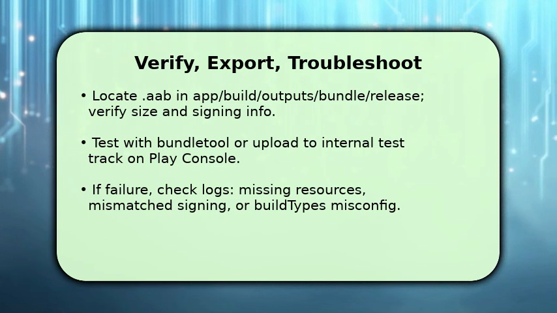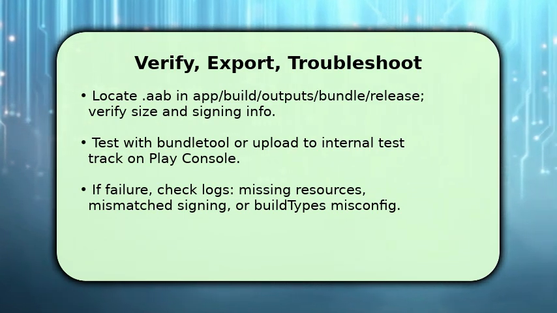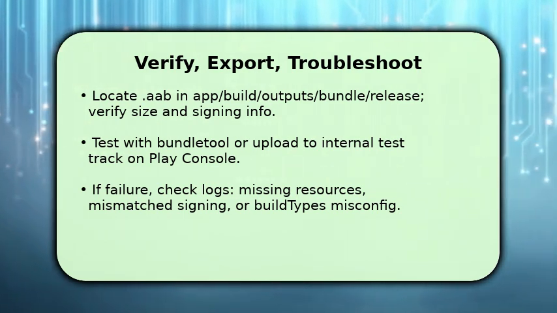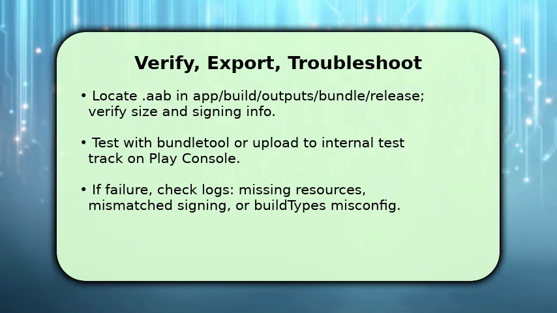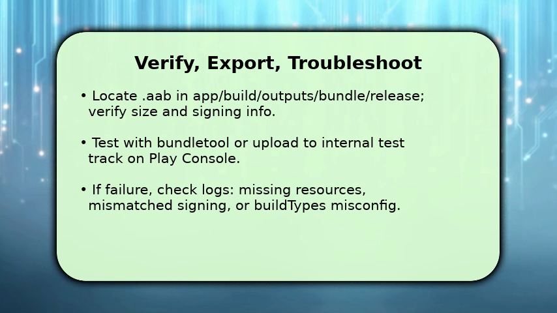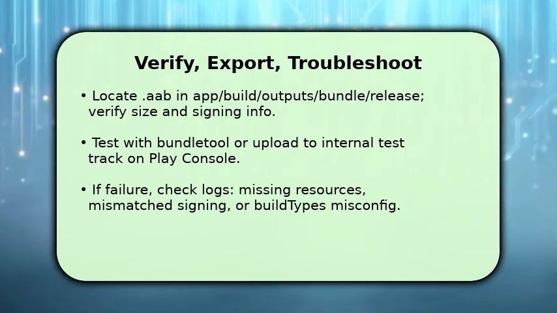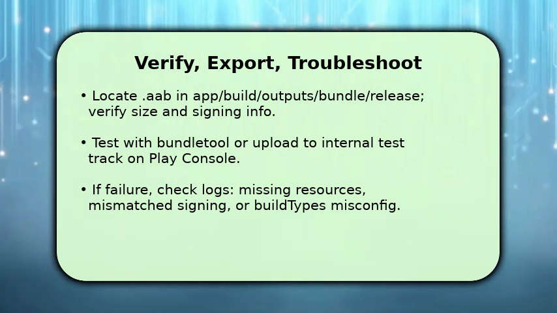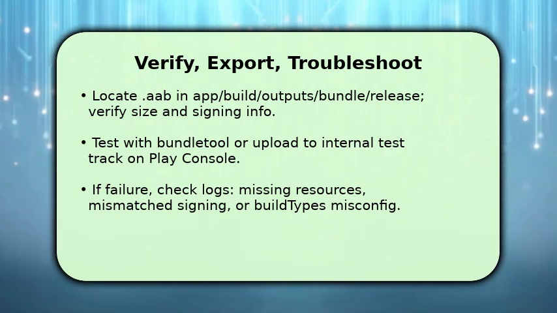If something goes wrong, look at the build output. Common issues are missing resources, mismatched signing keys, or misconfigured build types. As a key tip, ensure the key store alias and passwords match exactly between builds to avoid signature errors.